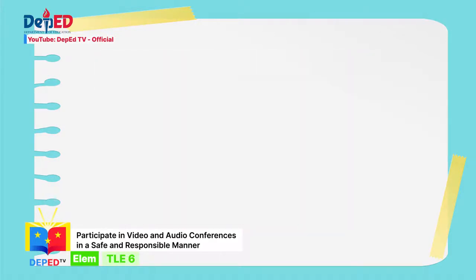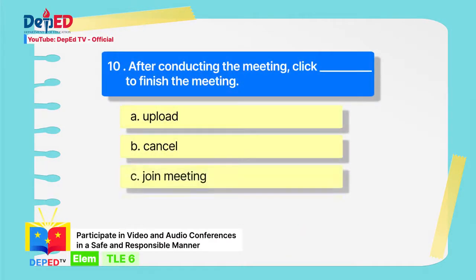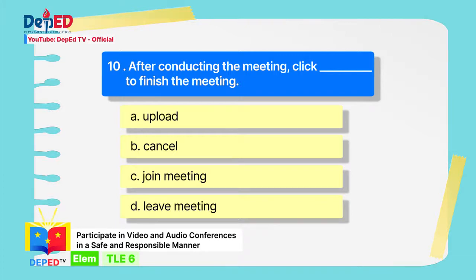Number 10. After conducting the meeting, click blank to finish the meeting. A, upload. B, cancel. C, join meeting. Letter D, leave meeting. And the correct answer is letter D, leave meeting.